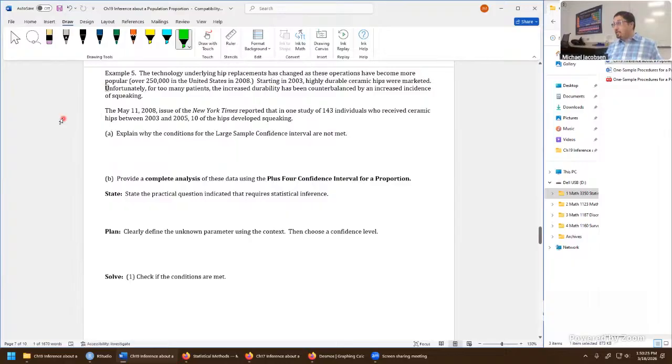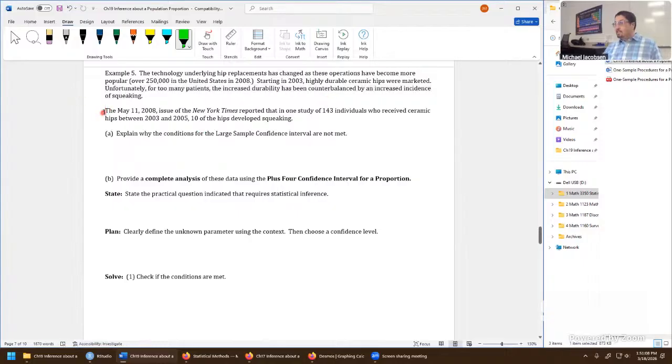But it says next, unfortunately, for too many patients, however many that is, we're going to estimate that, the increased durability has been counterbalanced, that sounds like a pun, by an increased incidence of squeaking. So again, this sounds kind of funny in a way, but you have to imagine if this happened to you, this is like having tinnitus, ringing that never goes away in your ears. You just went through a hip replacement, which again, that's an extreme and brutal procedure. And then during your recovery, your hip begins squeaking, and that could slowly drive you insane. So these are very, very unhappy customers, probably more likely than not.